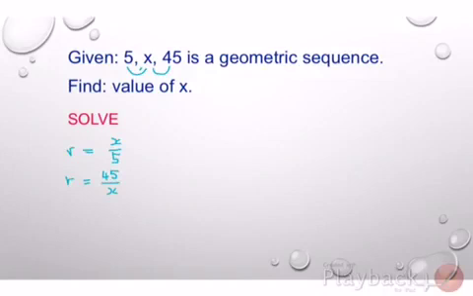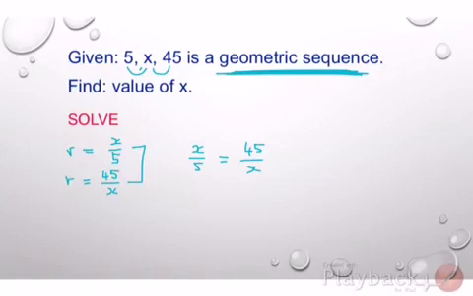Now if both of them are equal to x, because I'm told it's a geometric sequence, so I know it has a common ratio, so therefore these two r's have to be equal to each other. So I can rewrite that as x over 5 is equal to 45 over x, and then I can cross multiply. When I cross multiply, I end up with x squared is equal to 5 times 45, which is 225, so x is equal to the square root of that, which is 15.